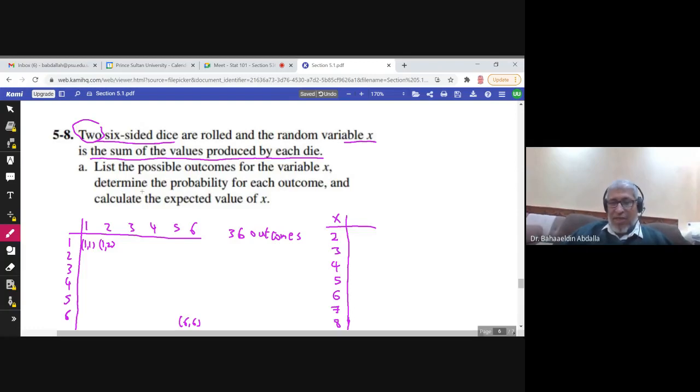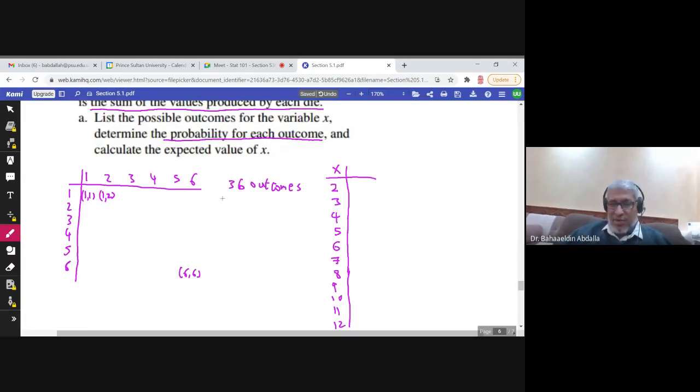Now the question, determine the probability for each outcome. What is the probability of each outcome? We have 36 outcomes. The probability of each outcome would be 1 over 36 because this experiment is equally likely. All the numbers have the same chance to appear. So 1 over 36, this is the probability of each outcome. And calculate the expected value of x.